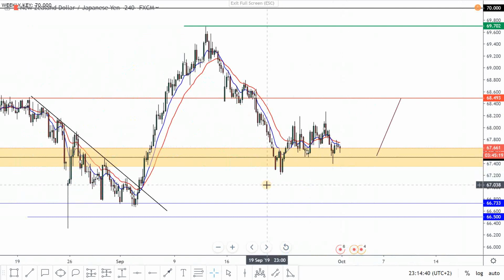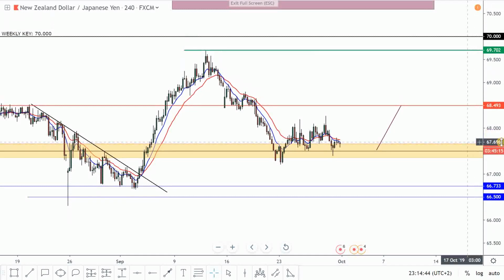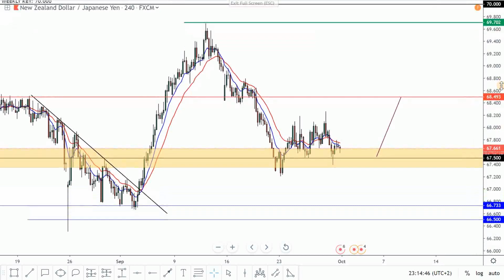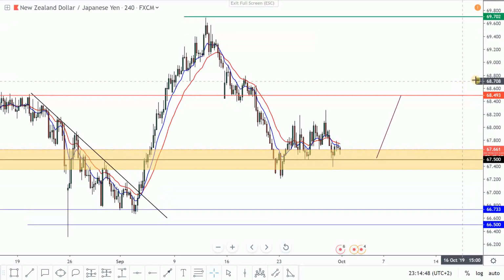So this is our checklist for this week, and we will update you with any other currency pair that we are interested in.